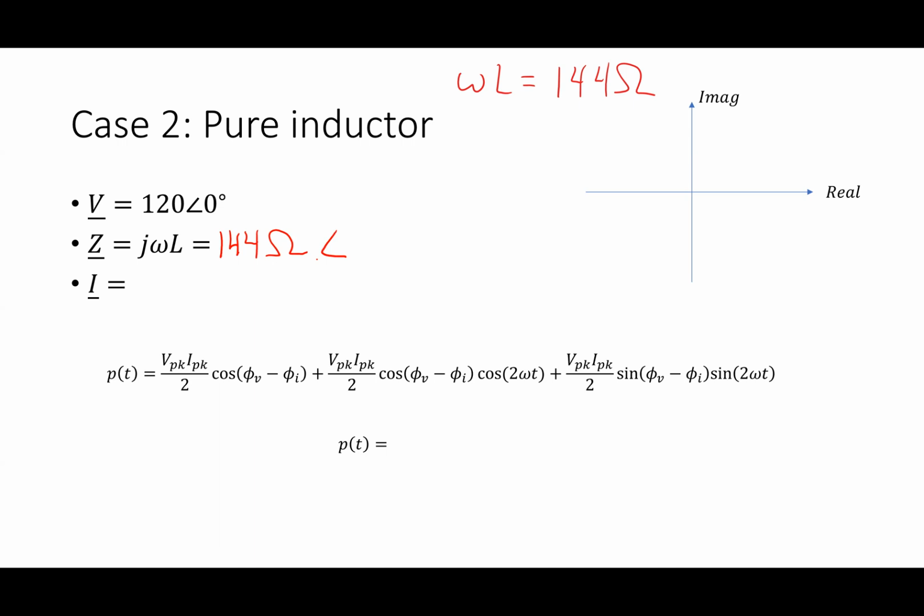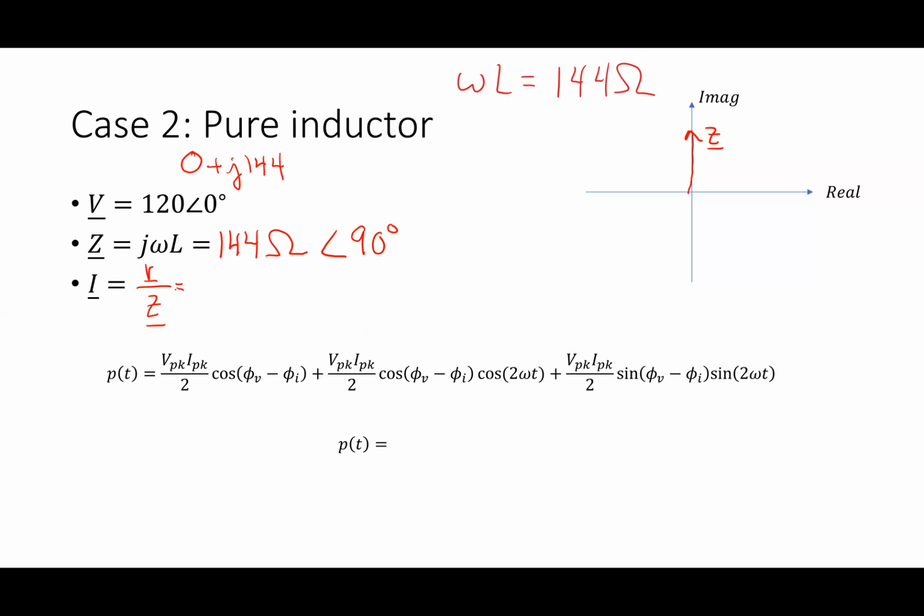90 degrees. If you can't remember why that is, the way I always think about it is if I said I had basically 0 plus j144, and I were to draw that in the complex plane, that guy would be up here on the imaginary axis. Now, I is V divided by Z.